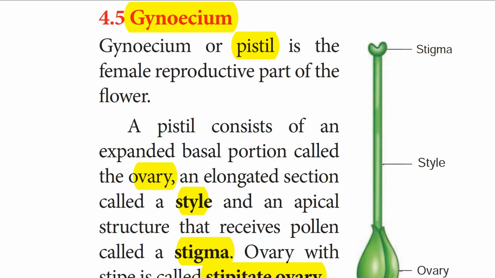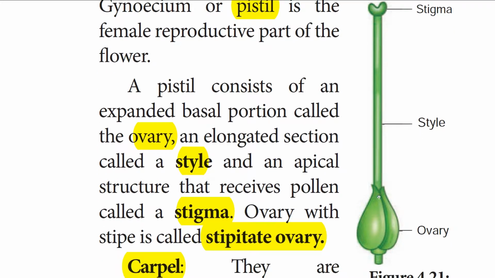Gynecium, otherwise called pistil of the flower, is the female reproductive part of the flower, and it consists of three important parts, namely the expanded part of the gynecium, which is at the basal region, is called ovary, and an elongated structure which is called a style, and that ends in an apical structure that receives the pollen, which is called a stigma. The ovary with the stipe is called as stipitate ovary.